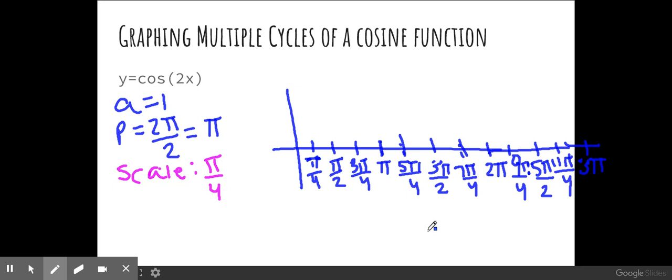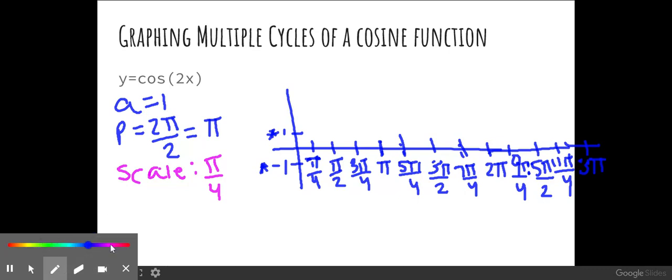So now I'm going to show you what it looks like if you wanted to do 3 cycles. So A is 1, a 1, a -1. I forgot to put on the other ones, the asterisks that you can put here to remind yourself maximum, minimum. And then when we go to plot the points for cosine with a positive A, we start at a maximum. So maximum, intercept, minimum, intercept, maximum. And then we continue on, intercept, minimum, intercept, maximum, intercept, minimum, intercept, maximum.